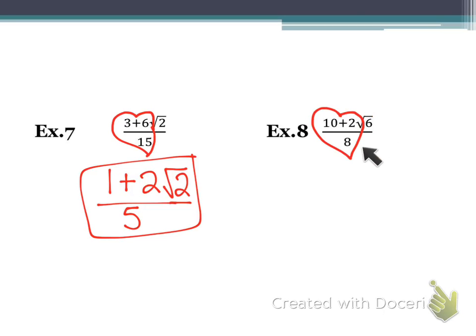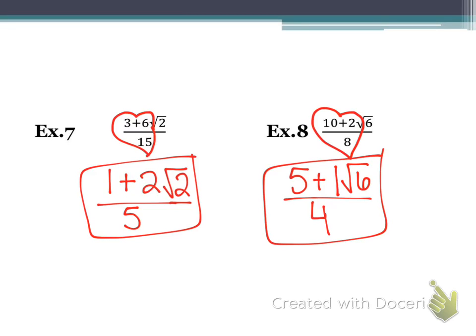We already kind of made a little heart around those heart numbers. What are all 3 of those numbers divisible by? A 2. 10 divided by 2 is 5. 2 divided by 2 is 1. What's going with the 1? The square root of 6. And then 8 divided by 2 is 4. Notice I did not divide the 6 by a 2 when I did all of that. Why not? It's under a radical. Can't touch it. Gotta leave it alone. And that's it.